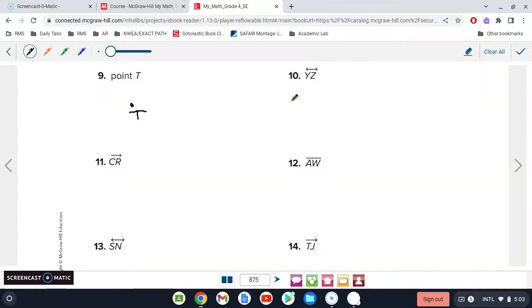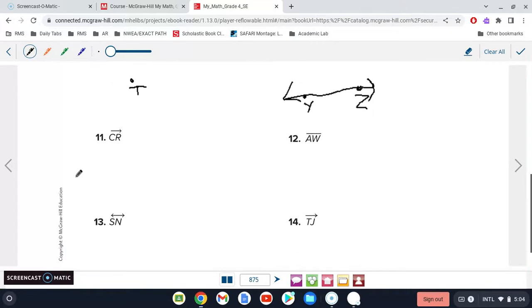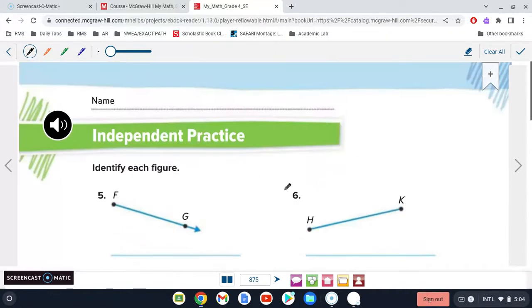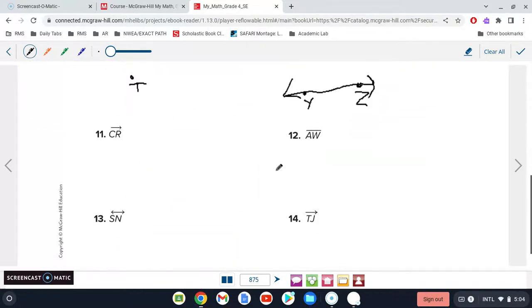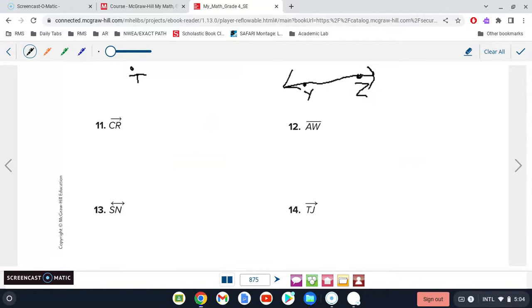Number 10, this is a line. You draw the arrows, you put the dots on there, and you have to label the dots like it says, Y, Z. Okay? So you have to draw these. So I need the sub to pause the video, label these 5 through 8, and draw 11 through 14.